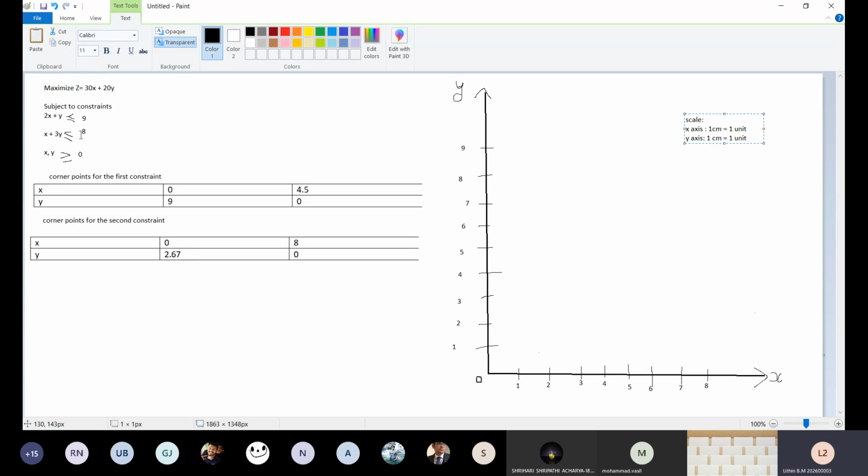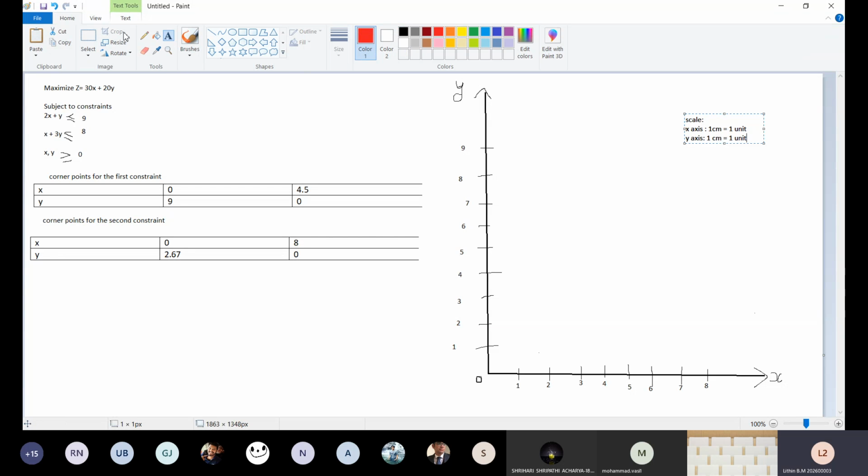Okay, we'll denote the first constraint using a red line. This is being denoted by a red line, and for the second constraint, we shall make use of a blue line.